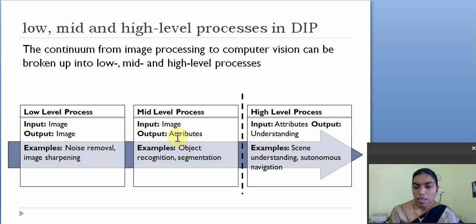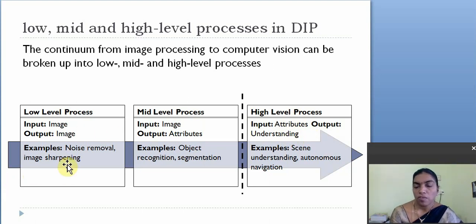If the input is an image but the output is the attributes of that image, that is said to be a mid level process. What is an attribute? Certain qualities, certain measurements. Now coming to the high level process. Here, if the input is an attribute and the output is understanding, that is nothing but a high level process. Observe the examples here.